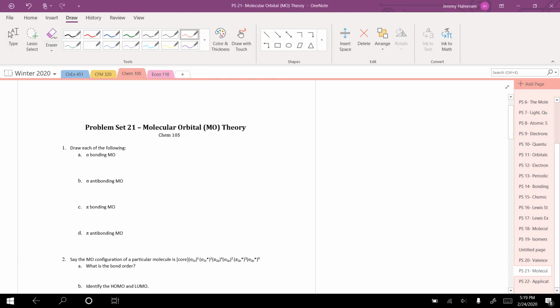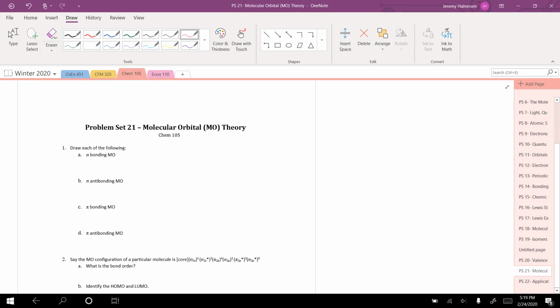Problem set 21 is about molecular orbital theory. Molecular orbital theory, similar to valence bond theory that we talked about in problem set 20, is also just a theory regarding what a bond is, what it consists of, and why it's formed.